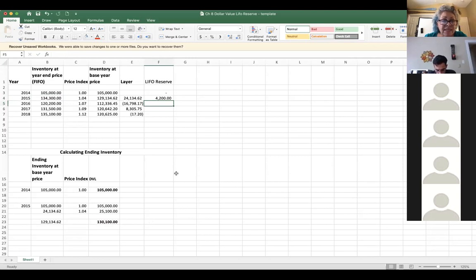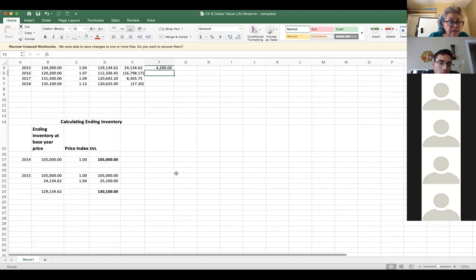Now, should that be a debit or a credit? Credit. Good, a credit, because go back to the concept. Ending inventory under Lifo in times of inflation is lower than FIFO. So your Lifo reserve account is a contra asset to the inventory account. So I want the ending balance of my Lifo reserve account to be 4,200.